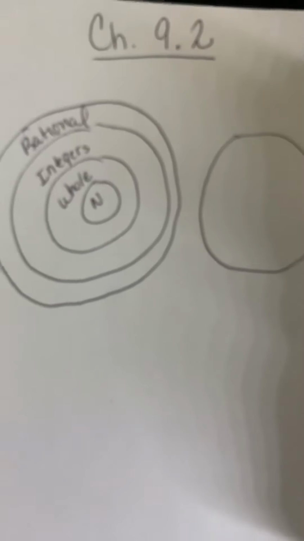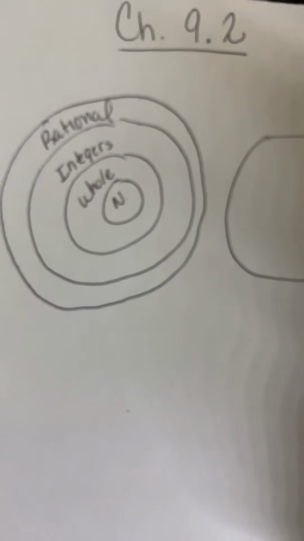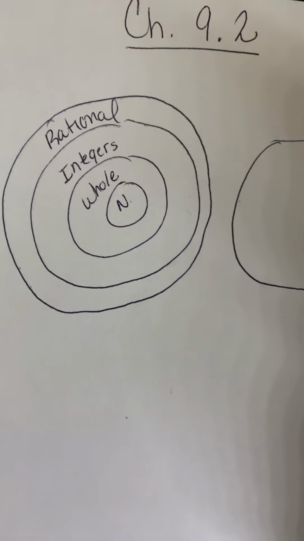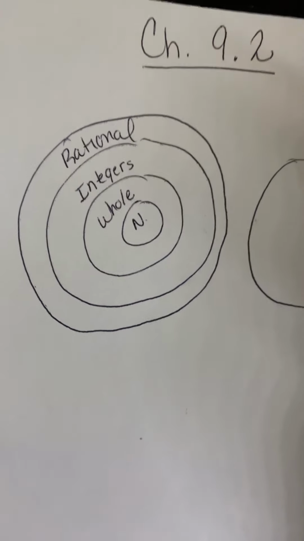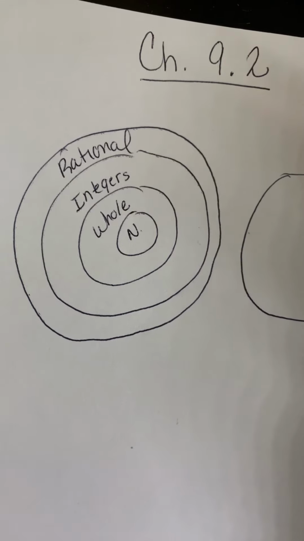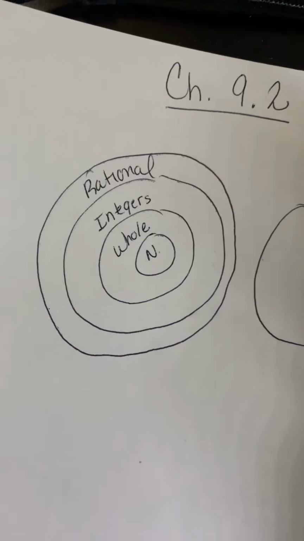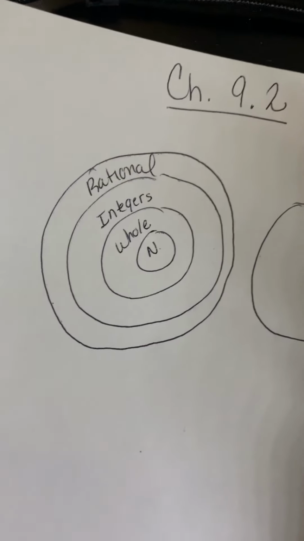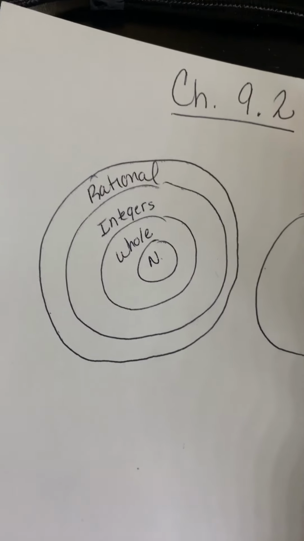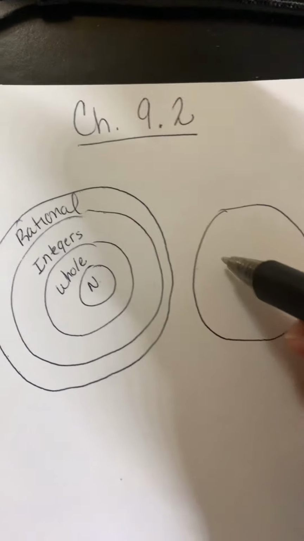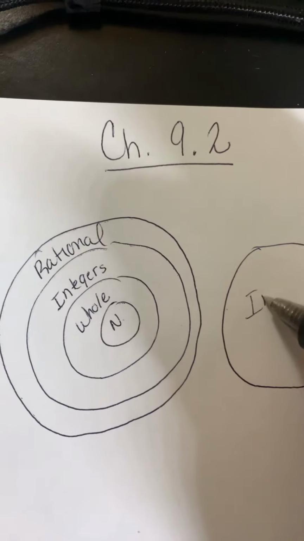Remember, natural numbers are numbers like 1, 2, 3, 4, 5, 6, 7, on and on. Whole numbers are natural numbers, including 0. Integers are whole numbers and their opposites. And rational numbers, remember, includes all numbers that you know: decimals, fractions, whole numbers, integers, naturals. It's all inclusive of them. And remember this circle, this is our irrational.